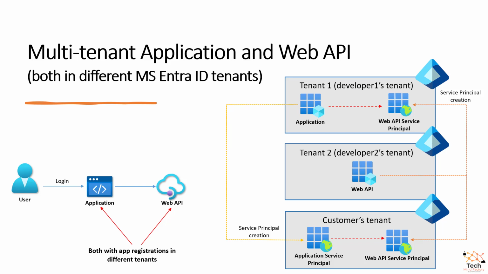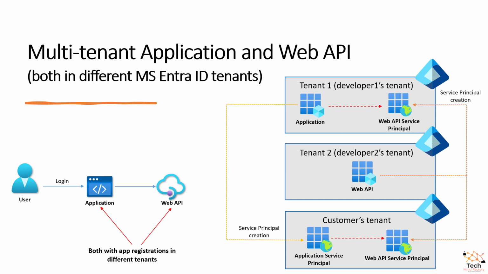And it's crucial because if we have two tenants, like tenant 1 and tenant 2, and app registrations in both tenants, like the application is registered in tenant 1 and the web API is registered in tenant 2, we first need to provision service principals for the web API in tenant 1 and in the customer's tenant. Why? Because the application from tenant 1 still needs to connect to this web API, and then this application's service principal has to be provisioned in the customer's tenant.